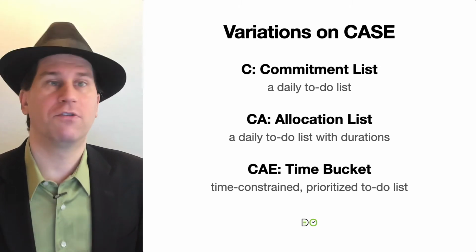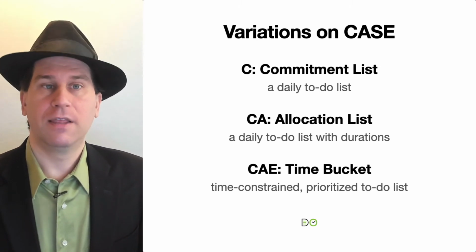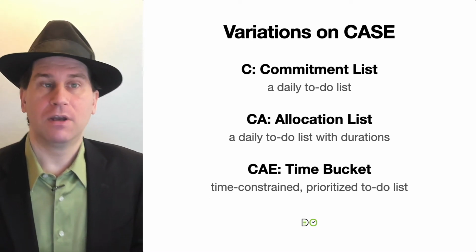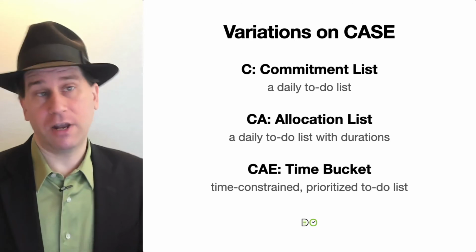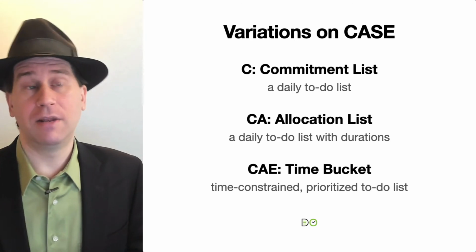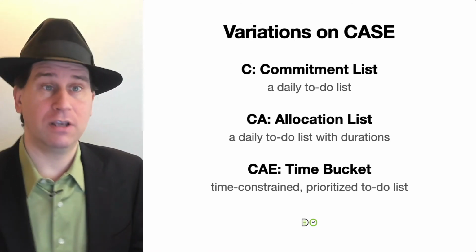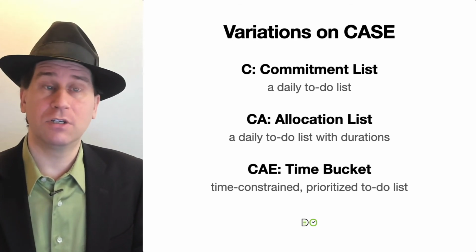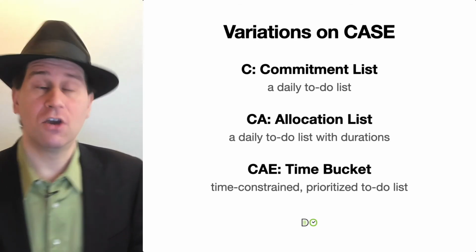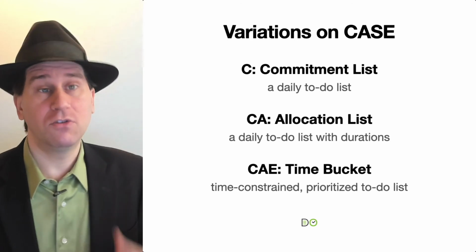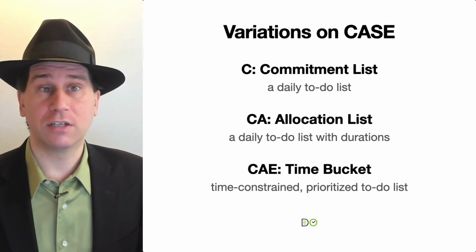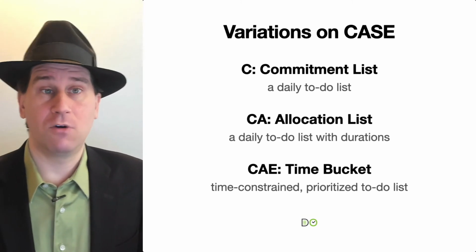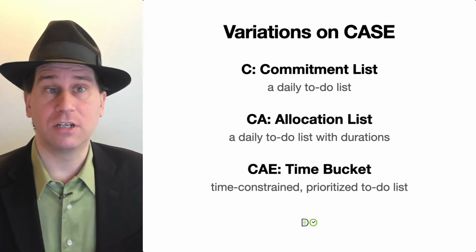So then I just do the first step, the C. That creates a daily to-do list, right? My commitment list today. Now, if I take it one step further and I allocate, now I have an allocation list. This is an allocated commitment list. It lets me see my daily to-do list, but I have a sense of how long things take on that list. So that can be useful to gauge what to do next, especially if I'm just going through my day ad hoc and I've got a meeting in half an hour. Well, let me grab something that's going to take less than half an hour.